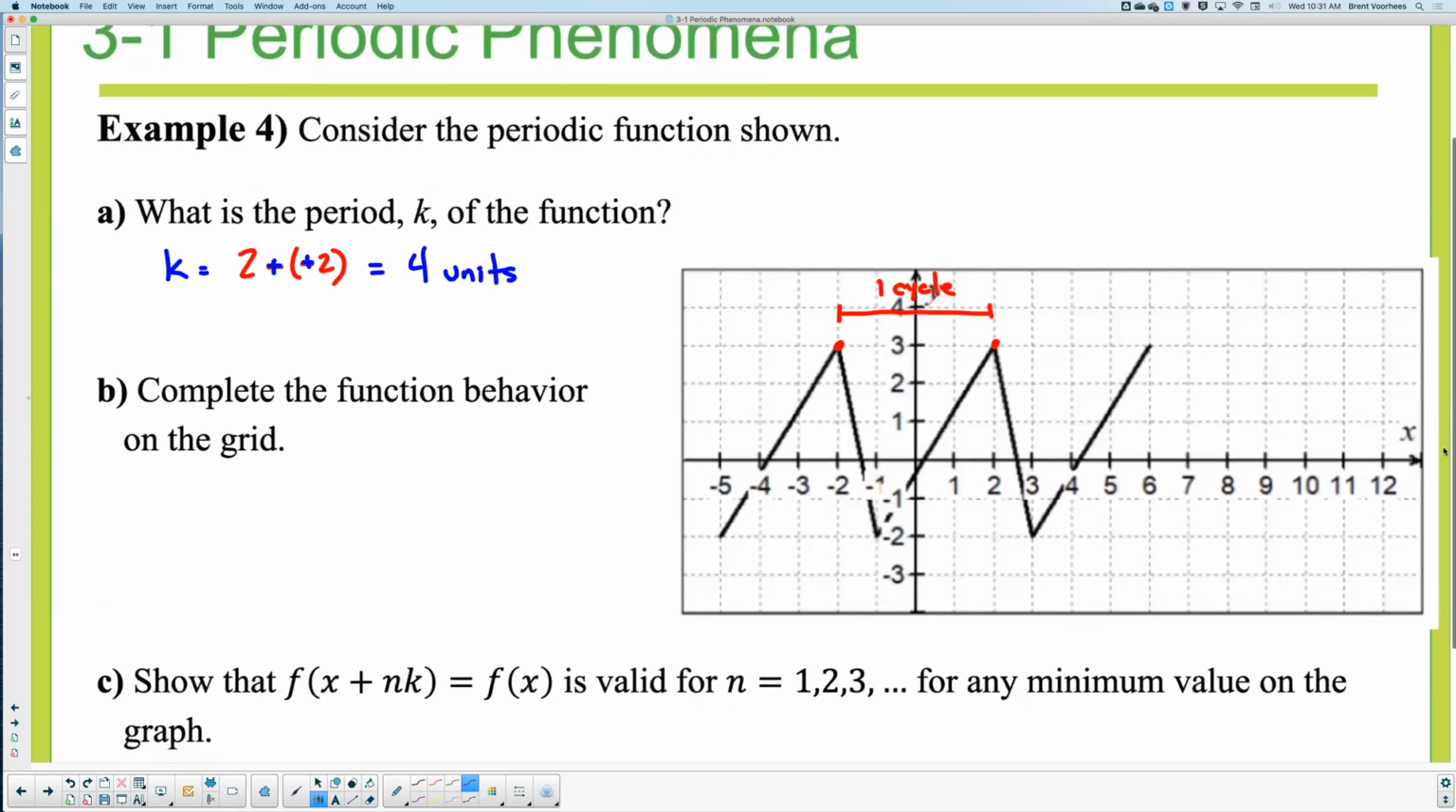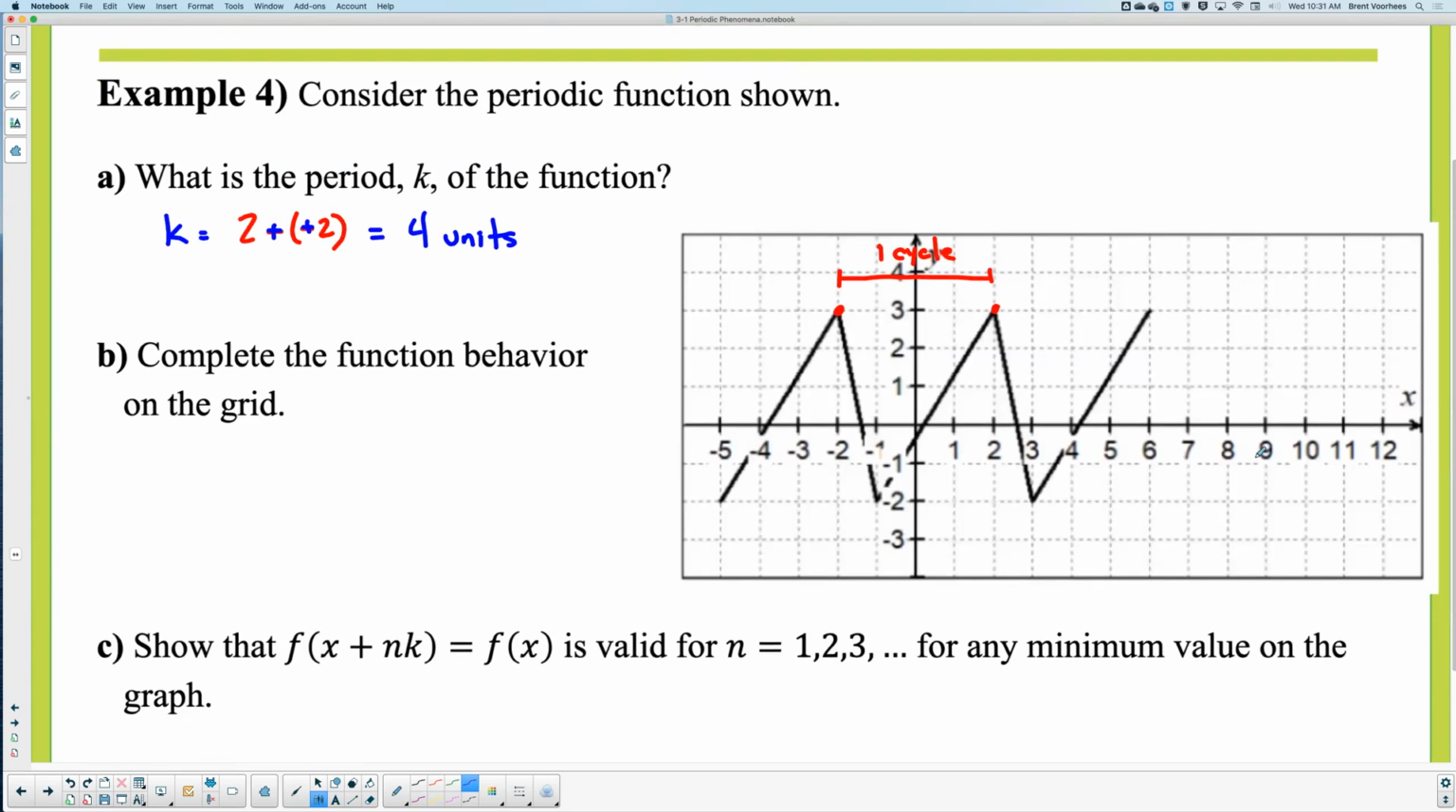Now it says complete the function behavior on the grid. All right, so what's happening here when I need to decrease? You go down how many units? 4. Ooh, not 4. 5, and go over 1. So it's going to be right there. So I go down 5, over 1. And then when it's time to repeat and go to increase, what's the slope there? I go up 5 over how many? 1, 2, 3. Oh, I agree. I was thinking it was 4, but y'all are right. I go up 5 and over 3. 1, 2, 3. Just like that.